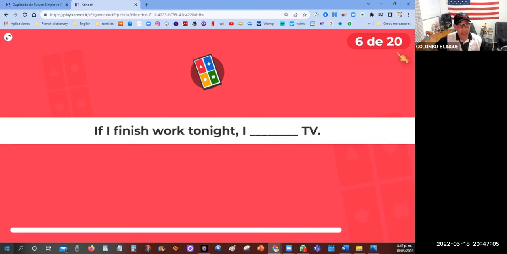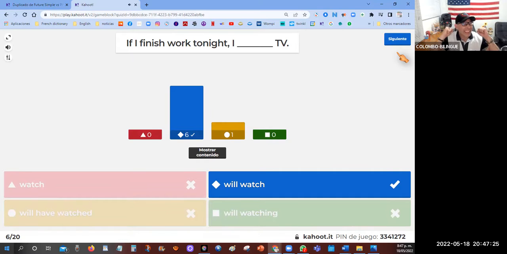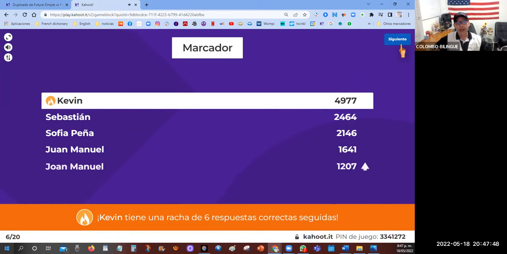Okay, guys, pay attention and be concentrated. If I finish work tonight, conditional. If I finish work tonight, what? Very easy, guys. Excellent. All right, can you see when teacher is playing well, or maybe when students are very intelligent? Also teacher, both. Thank you. Very good. If I finish work tonight, I will watch TV. Excellent, Kevin, Sebastian, Sophia, congratulations.